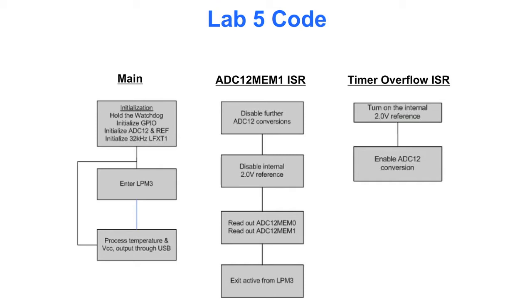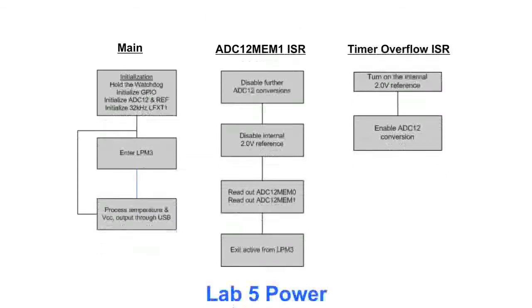We then wait for the ADC12 MEM1 interrupt service routine, the interrupt from ADC12 MEM1, to go off. That will kick off this interrupt service routine. It then disables any further conversions, disables the internal 2-volt reference, reads out ADC12 MEM0 and MEM1, and then exits active from LPM3 to go back to right here, where the temperature and VCC can be processed and output through the USB. We go right back to sleep and start all over again.